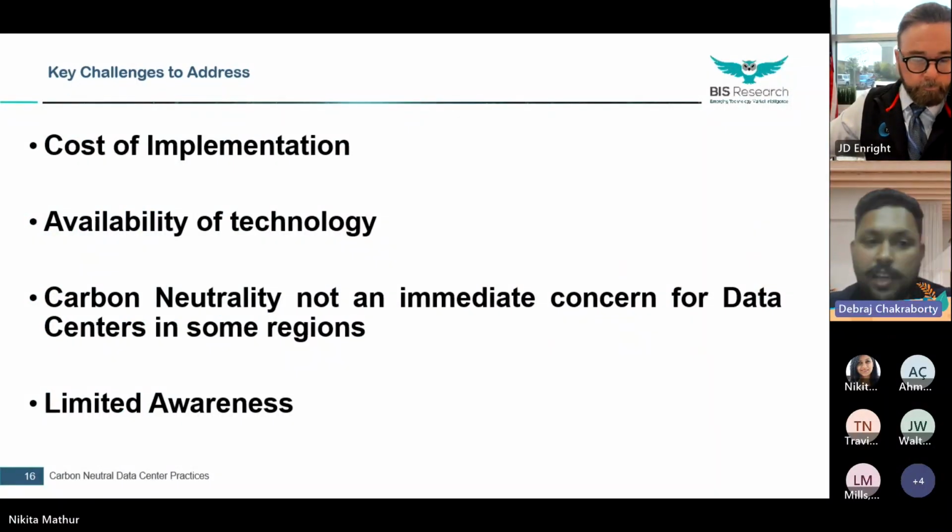So there are a couple of key challenges to address right now. The cost of implementation, I believe, is one of the key concerns that data centers are having. We cannot apply immersion cooling in a retrofit situation. You cannot suddenly convert an older data center to run on immersion cooling. You need new data centers there.